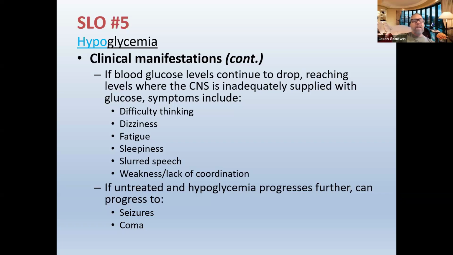If these blood glucose levels continue to drop, the CNS is inadequately supplied with glucose. It can cause fuzzy thinking, dizziness, fatigue, sleepiness, slurred speech, weakness, and lack of coordination. This is an emergency. If this is untreated and progresses further, it can cause a seizure or a coma. So if you get a result that's 45 in a patient, you need to do something right now.